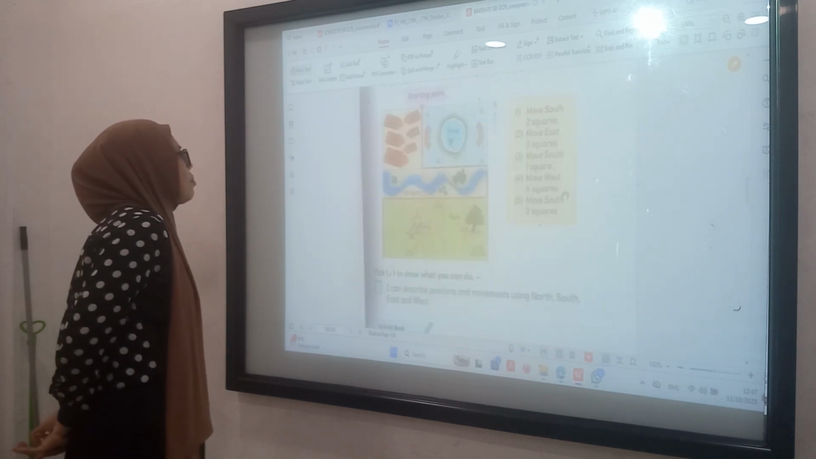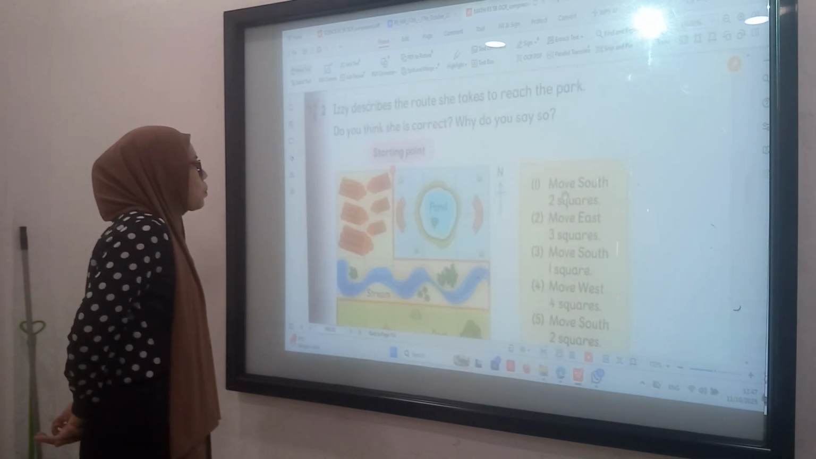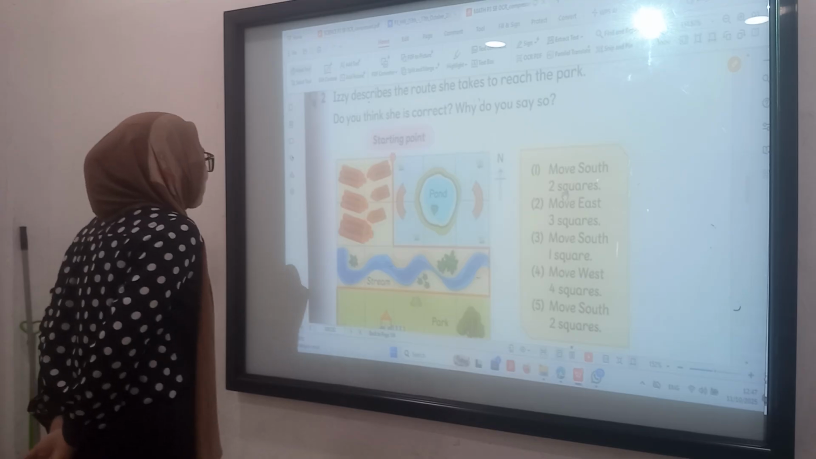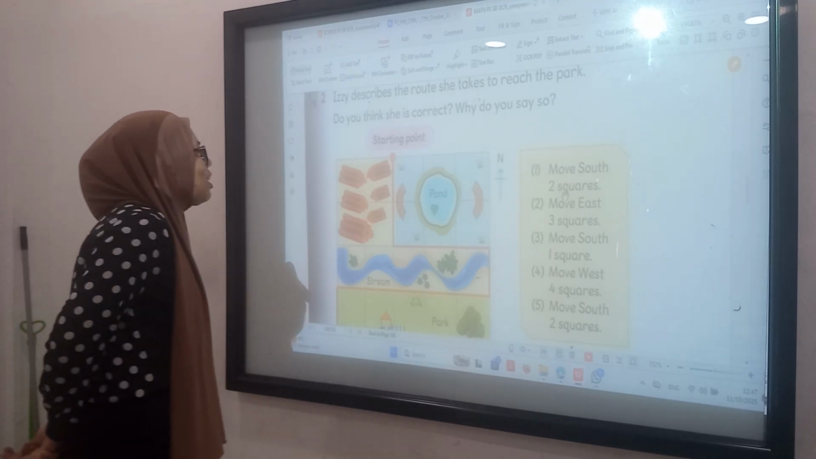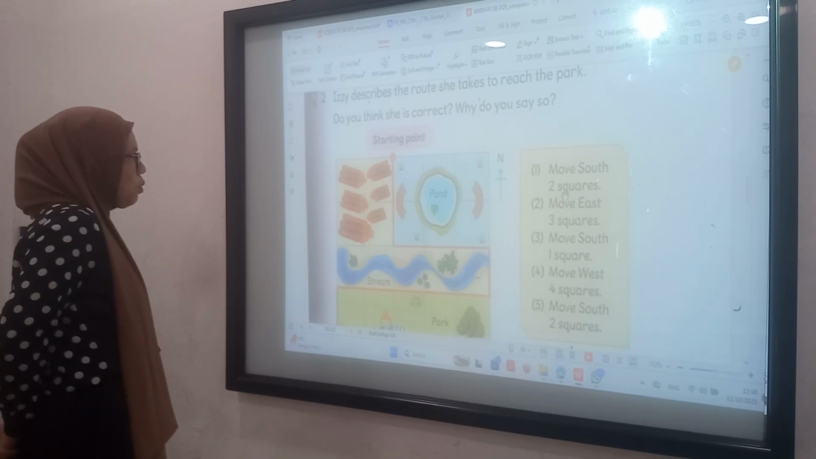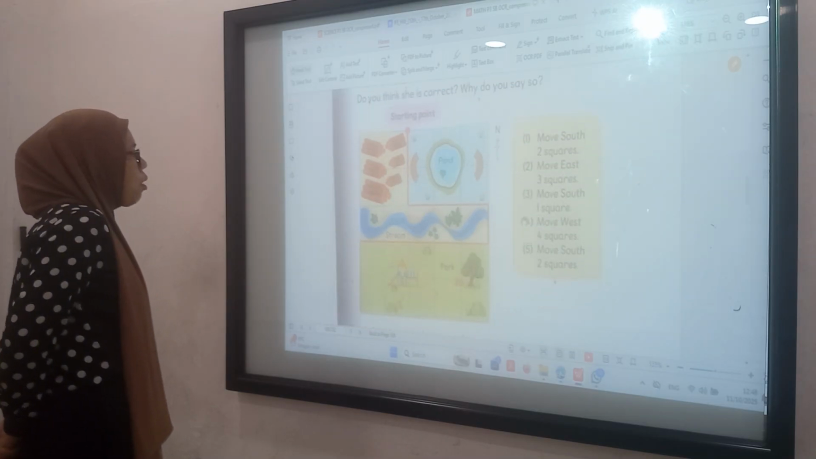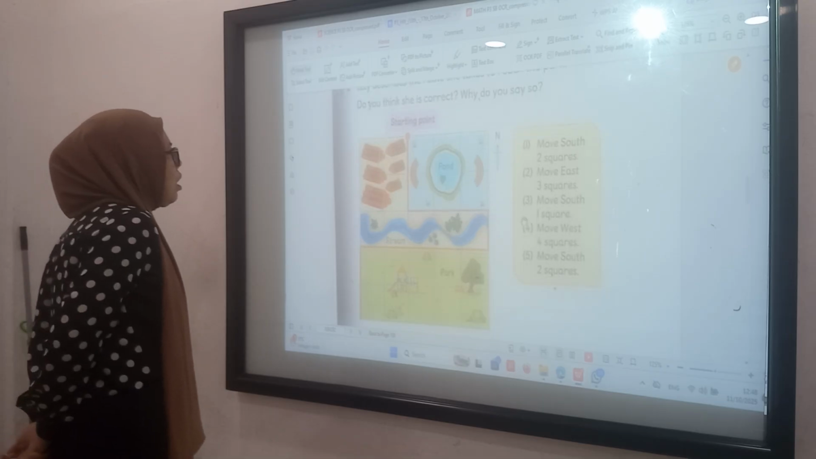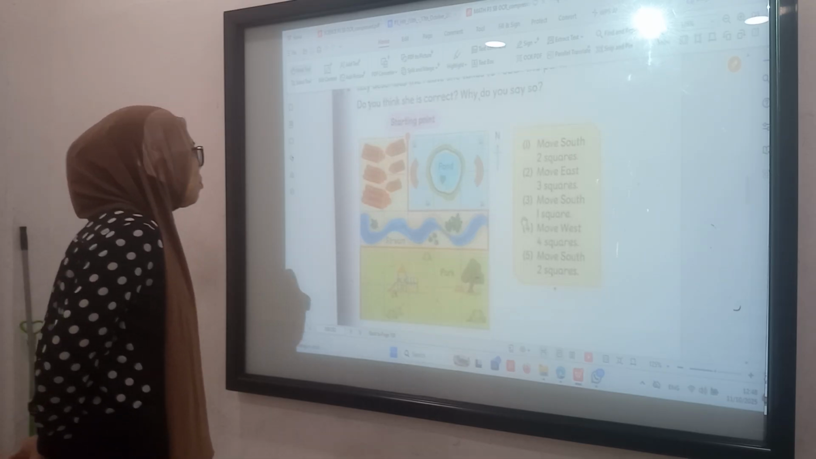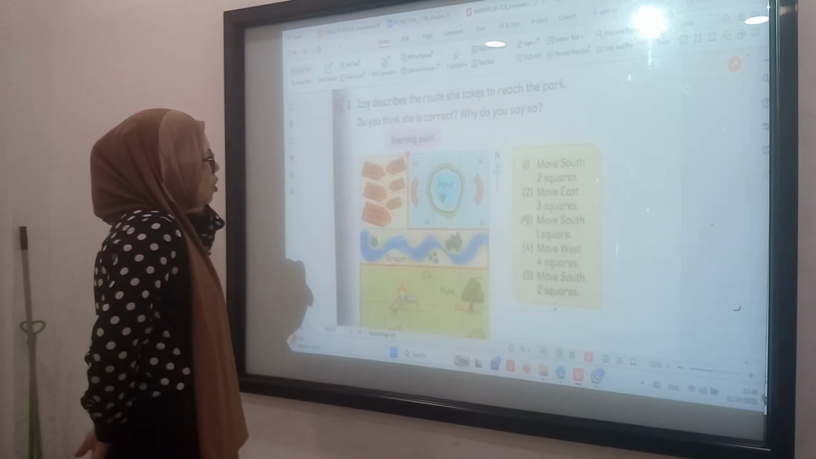Okay, maybe we just go to the equation here. This is about direction and position actually. Easy describes the route to reach the park. Do you think it is correct and why do you say so? Okay, this is the map of Easy, where Easy wants to go to the park. We start from the starting point, which is from down here, and then that's the explanation by Easy.